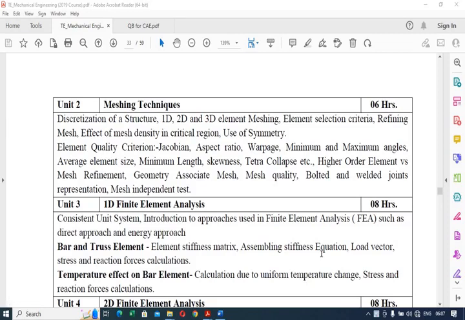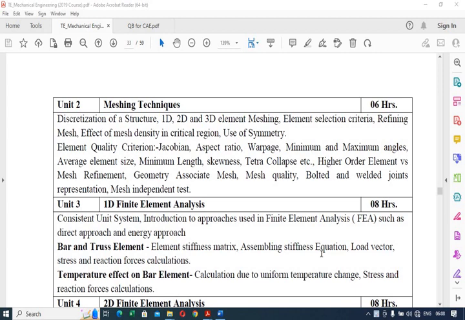Hello students, in this video I am going to discuss the contents of unit number 2 for the subject computer aided engineering. Title of the unit is meshing technique. This video will be particularly useful for you during the revision of this subject at the time of examination.